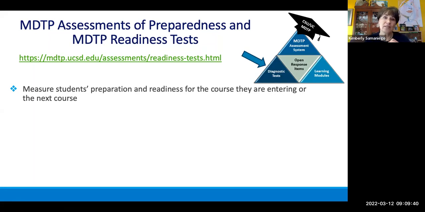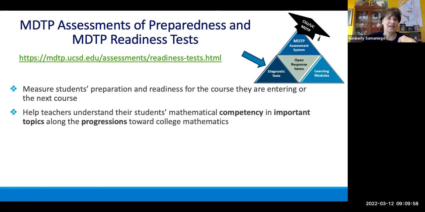And in fact, what I'm going to be doing today in my session is sharing with you an experience I had teaching a bridging course, using MDTP to guide me through the focus, how I determined what I was going to be teaching in a very short amount of time, and the results of that. It also helps us to understand the students' competency in important topics.